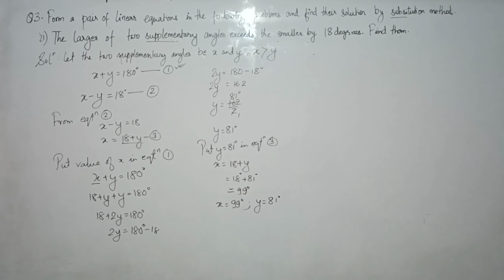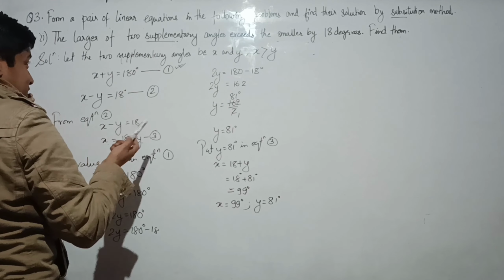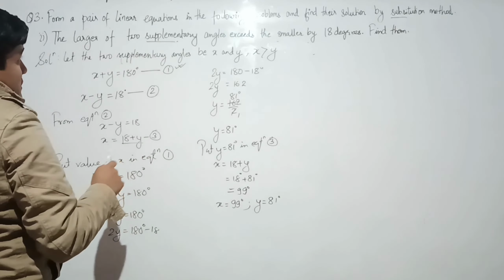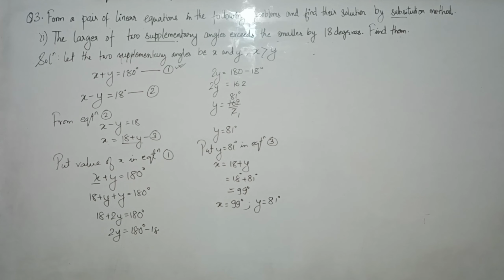So this is how you find it. You should keep in mind, what do you mean by supplementary? Linear pair bhaneko nti ho. And complementary. Complementary means duita angle jorda 90 degree hune.